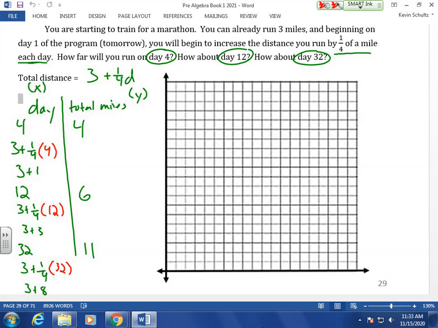So here are the ordered pairs. With the work in here, it can get a little bit jumbled. But day 4, we can go 4 miles. Day 12, we're running 6 miles. And day 32, we're running 11 miles.